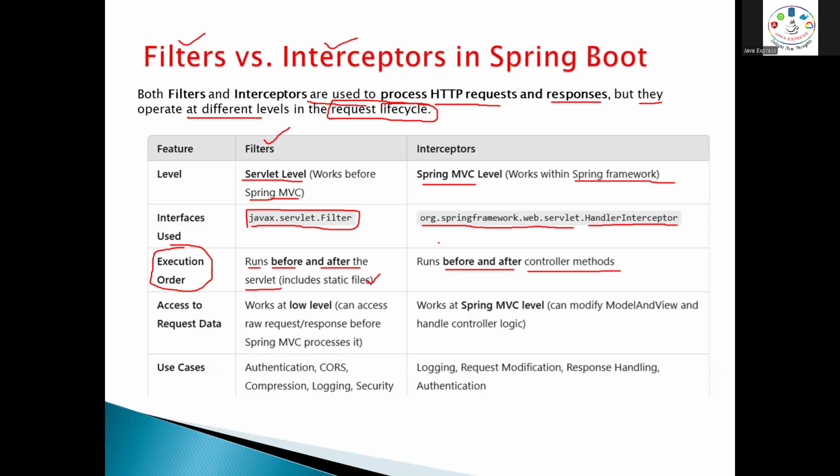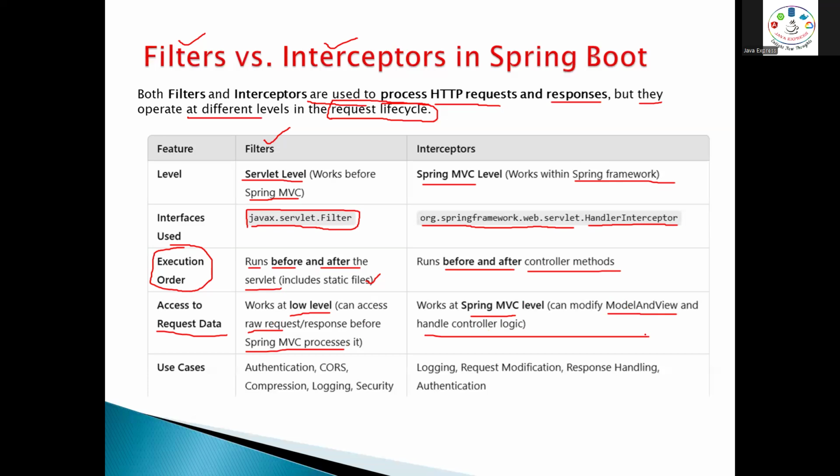Request and response, access to request data. A filter gives low level, granular access before Spring MVC processing. If you want to handle the raw request and response, it is at the servlet level, while the interceptor is at the Spring MVC level. We can modify the model and view and handle logic as well.